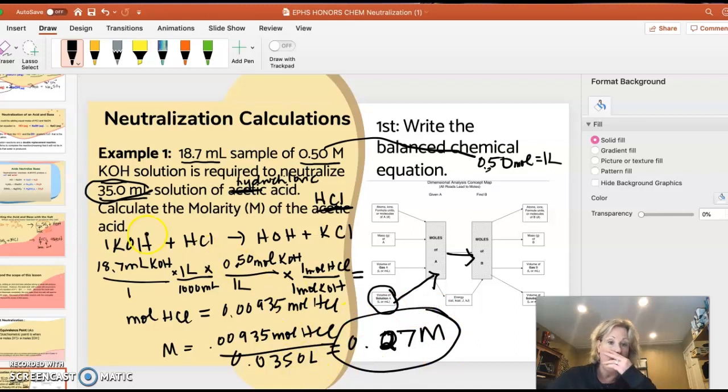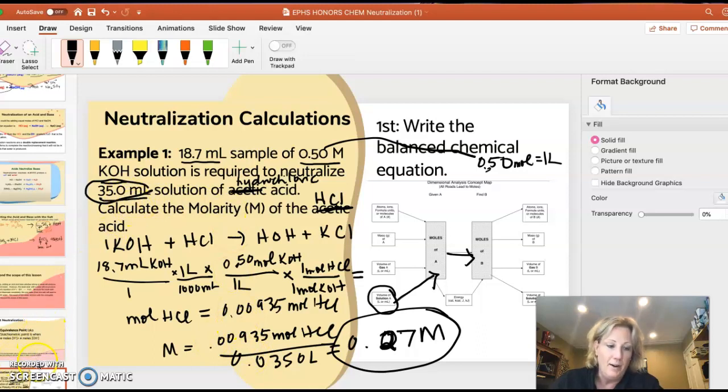So just to review, I wrote the neutralization reaction. I start with the volume of the one I know the molarity of. I always have to start with the volume in liters. Then I'm going to use the molarity to get to moles. Then I do the mole-mole, do the stoich. And then I stopped because I want molarity. I'm going to plug into the molarity equation. I had the moles, I had the liters from the question.